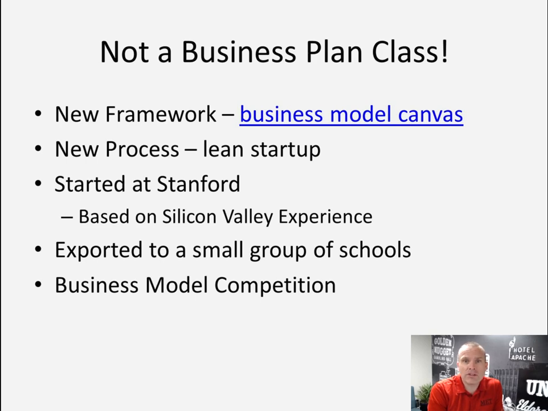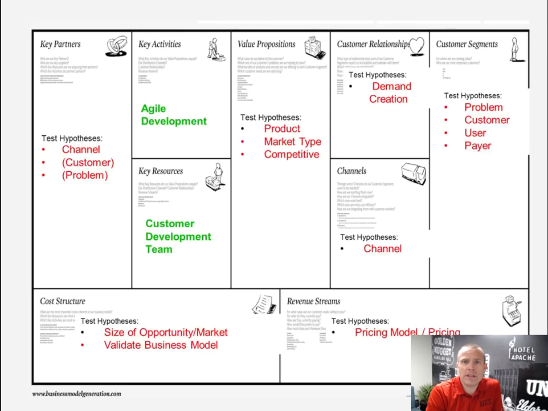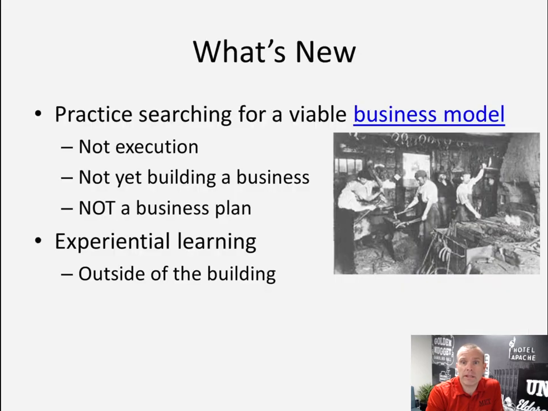This course utilizes a new process called the Lean Startup methodology, and it was developed in Silicon Valley in the Bay Area and has quickly taken over higher education. Many startup accelerators use this process. It has really changed the way entrepreneurship is taught. This is what the business model canvas looks like, and in the video below you'll be able to get further explanation about the business model canvas, or BMC.